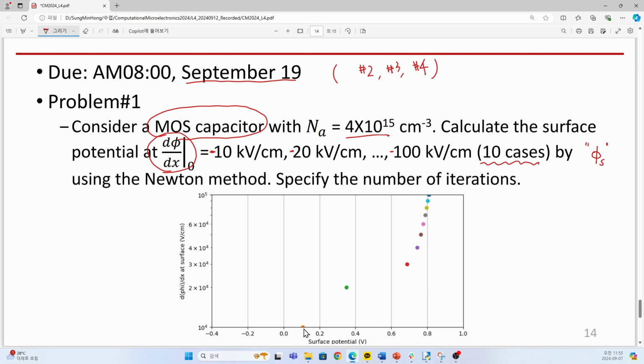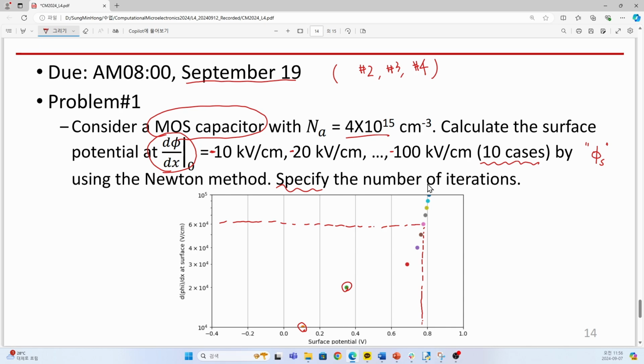And this is the answer. Now you have the answers. For example, this is corresponding to minus 60 kilovolt per centimeter, and the value is slightly below 0.8 volt. So please show your numeric values, not just showing this graph, but please show the numeric value, and please specify the number of iterations you had to spend to get those solutions.